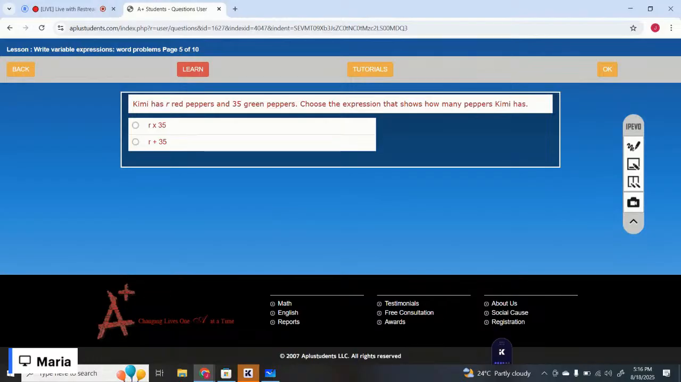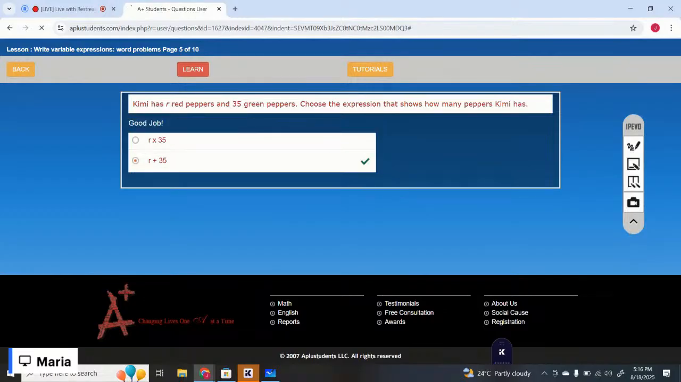Kimi has R red peppers and 35 green peppers. Choose the expression that shows how many peppers Kimi has. So, which is the correct option? That is R plus 35. Option number 2 is the correct option.